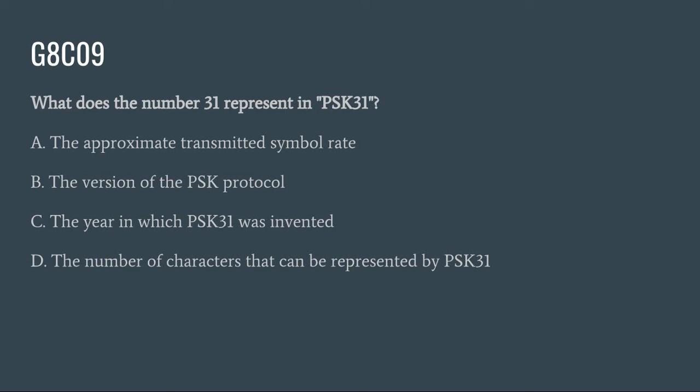G8C09. What does the number 31 represent in PSK31? A. The approximate transmitted symbol rate. B. The version of the PSK protocol. C. The year in which PSK31 was invented. Or D. The number of characters that can be represented by PSK31. Correct answer here is A, the approximate transmitted symbol rate.